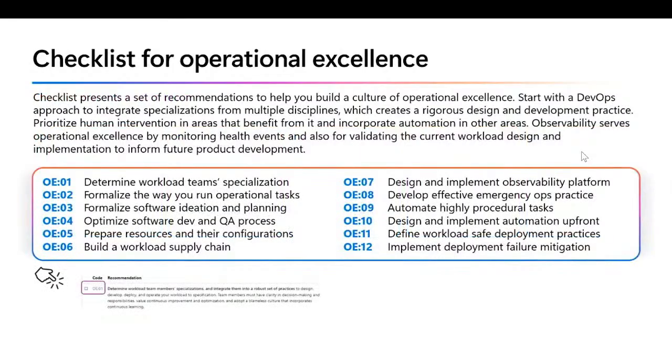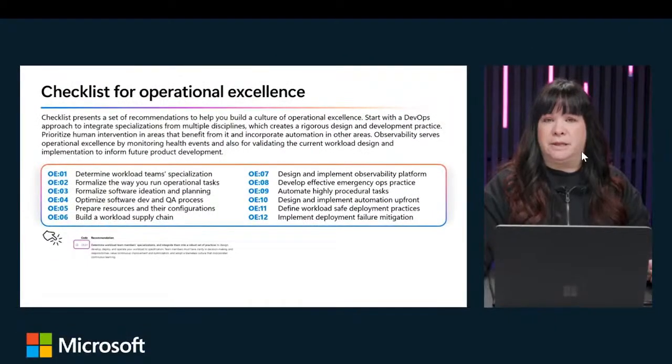There are 12 checklist items, as you can see on this slide here, for OPEX. It focuses on both human aspects of things along with technical implementation across this pillar. All points need to be considered for bringing in confidence in architecture. The code, for example 01, helps identify which checklist items we're referring to.